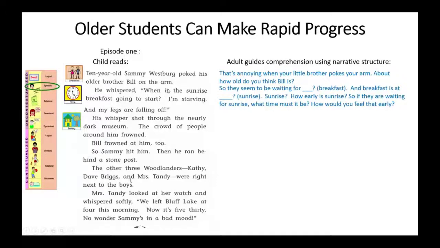Okay, then we have the setting. "And my legs are falling off." His whisper shot through the nearly dark museum. The crowd of people around him frowned. So now we're getting the knowledge that there's a bunch of people and they're all in this museum. You also have to help the kids understand the figurative language. My legs are falling off. His whisper shot through the nearly dark museum.